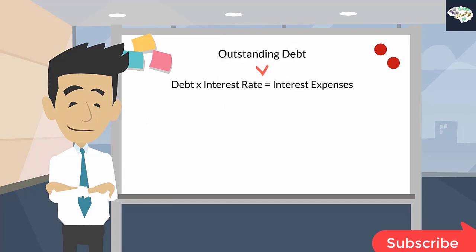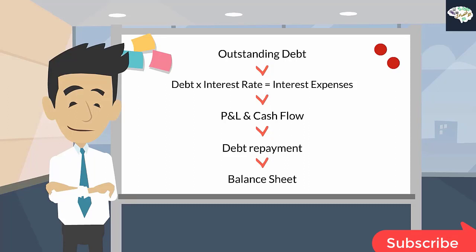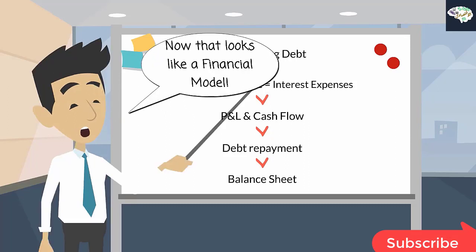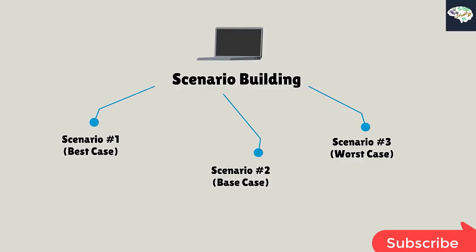Now, imagine the amount of outstanding debt comes from a source sheet, and the interest expense feeds a P&L statement and a cash flow, which determine the debt that will be repaid, affecting the firm's balance sheet. Well then, that's the type of logical flow and reasoning we would expect to see in a financial model.